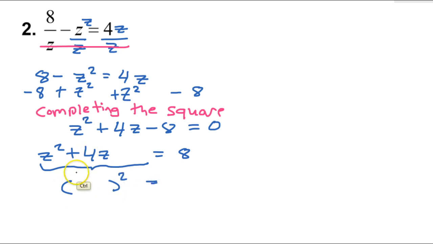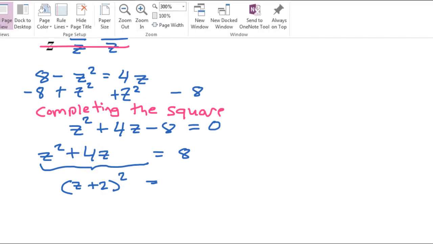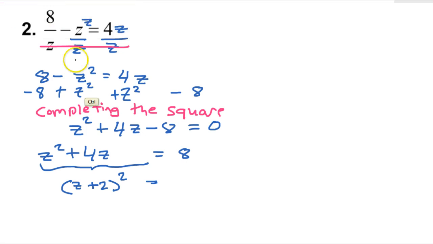Now, I already know what the binomial will be. It'll be z plus 2. I got the 2 just by doing half of 4z. Just do half. Now it's time to complete the square, meaning fill in the 3rd term. Well, if I ignore the z, I have 2 squared. That's what goes right here, 4.